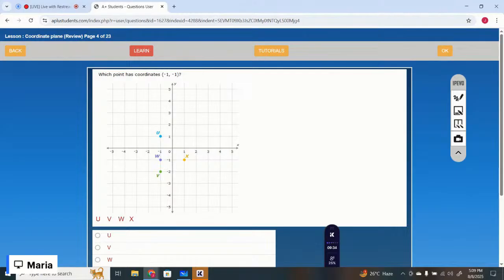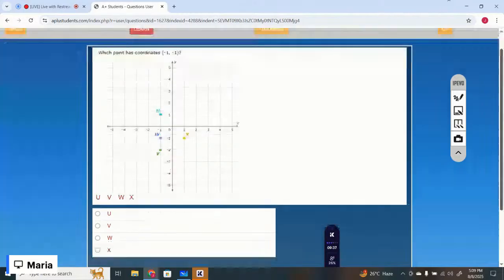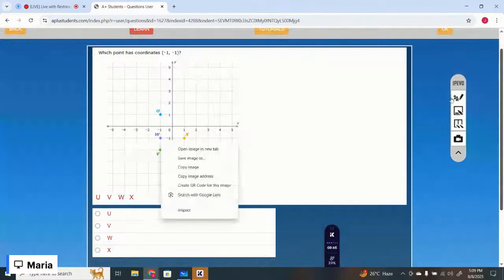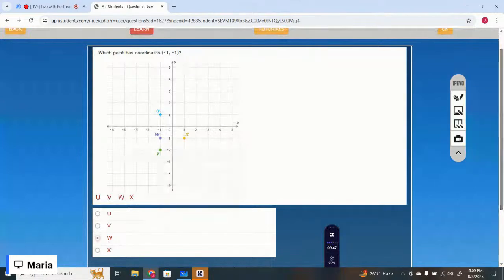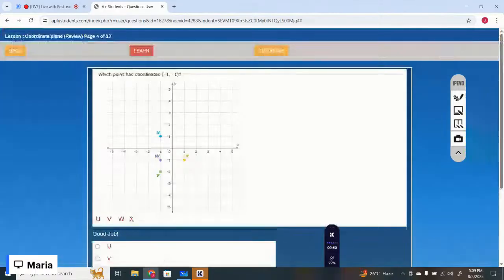Which point has the coordinate -1 and -1? So x is -1 and here is x -1, here is y -1. So on the intersection of -1, we have point W. Option number 3 is the correct option.